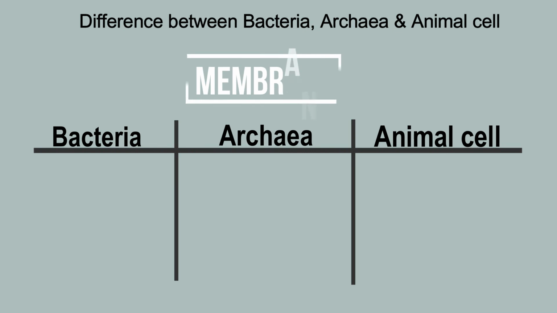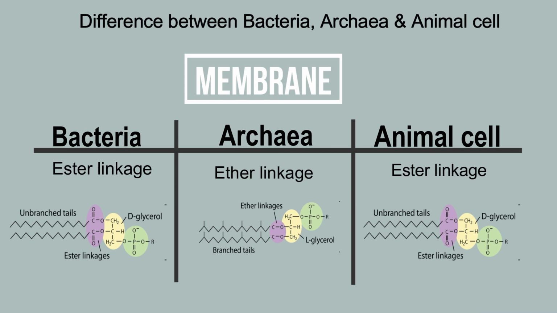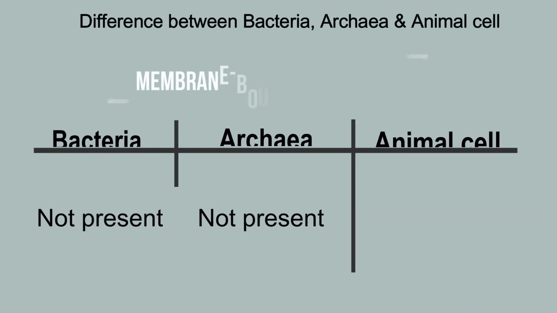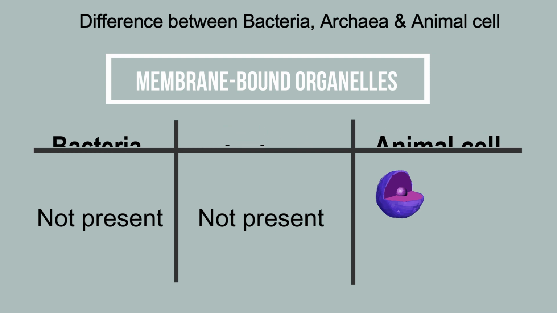Third, in archaea, the linkage between glycerol and the hydrophobic side chains is an ether linkage, while in the bacteria and animal cells, they are linked by ester linkage. Since bacteria and archaea are prokaryotic, the nucleus and other membrane-bound organelles are absent, while in animal cells, the nucleus and other membrane-bound organelles such as mitochondria, lysosomes, and Golgi complex are present.